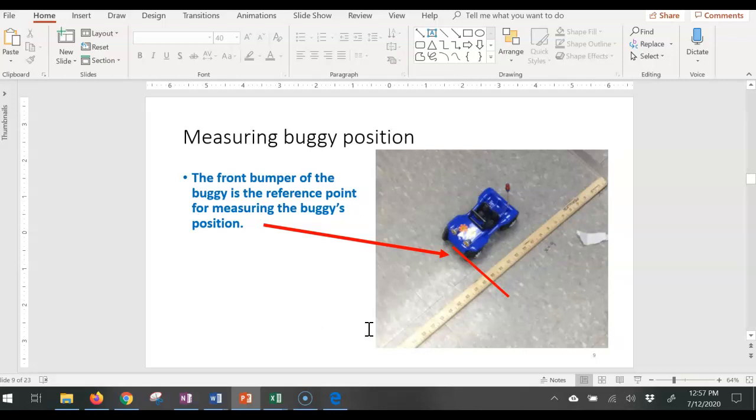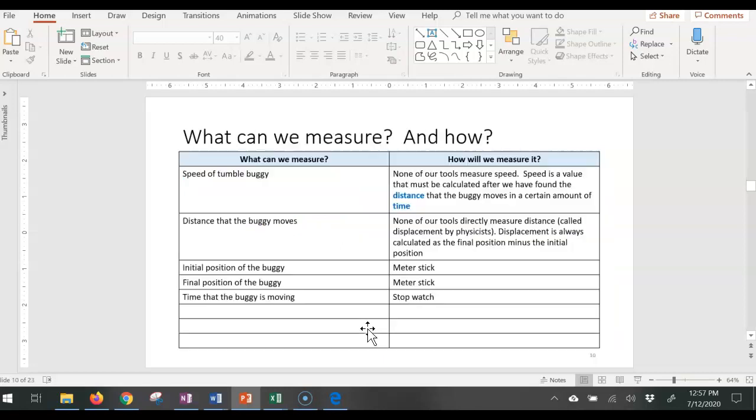Now, when we measure position, we're going to be looking at where the buggy is next to a meter stick. And we may use a ruler or some straight line object. Here I've just drawn a red line from the front bumper of the tumble buggy over to where it is passing the meter stick. That is going to be how we will measure the position of the buggy.